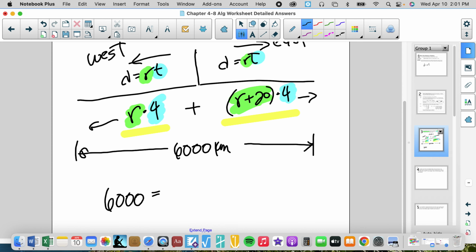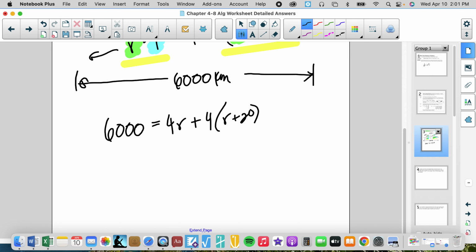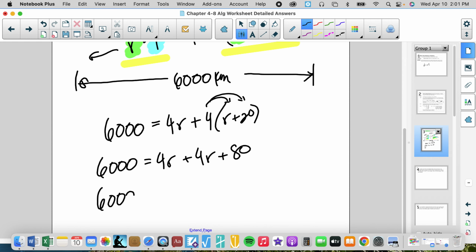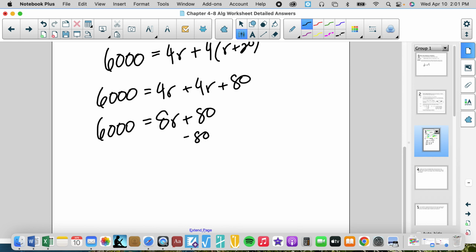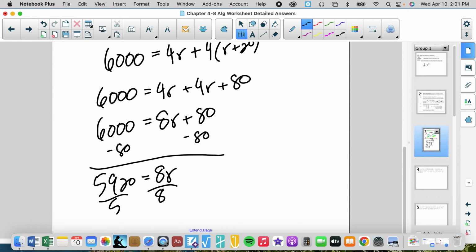6,000, which is the total, equals the sum of the parts. R times 4, I'm going to make that 4R, and then it's going to be plus 4 times the quantity R plus 20. And now it's a relatively easy basic equation that we can solve for. 6,000 equals 4R, and we're going to distribute that. That equals 4R plus 80. Let's simplify the right side first. So that's 8R plus 80. Now let's isolate for the variable. Let's subtract 80. Not a lot. 5,920 equals 8R. Let's divide both sides by 8.